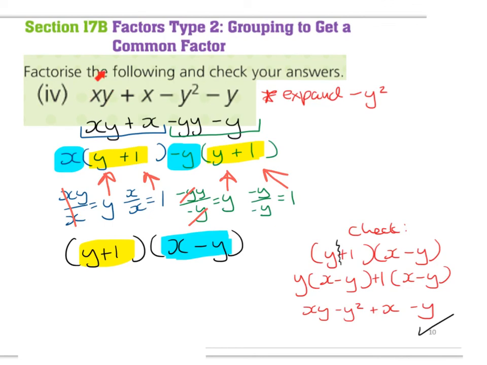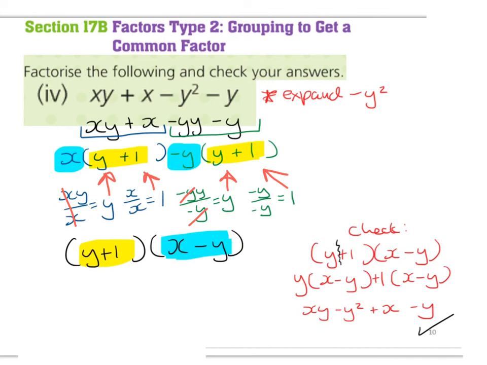So let's go back and see, did we get what we started with? So we had xy was our first term, and there's xy there. Then we had plus x, and there's plus x there. Then we had minus y squared, there's minus y squared there. And then we had minus y, there's minus y there. So although the order is slightly different, we did get back to the start. So y plus 1 multiplied by x minus y is definitely our answer.